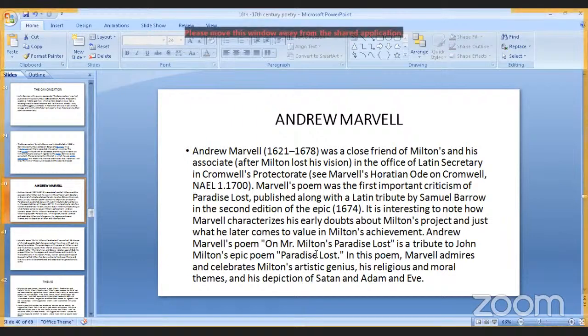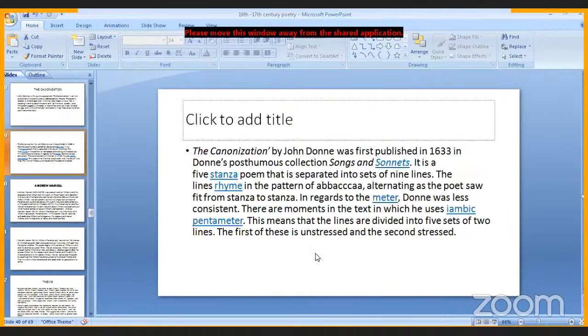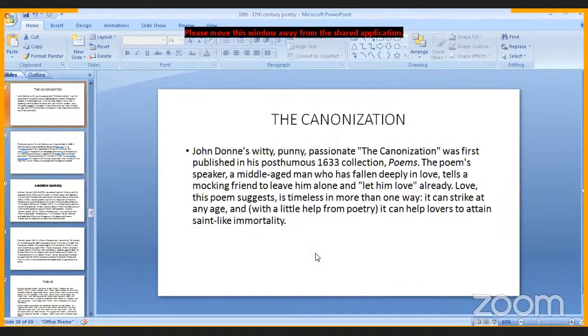So basically, what is the meaning of this word canonization? The word canonization means the act or process of changing an ordinary religious person into a saint in the Catholic Christian religion. Now, this title suggests that the poet and his beloved will become saints of love.